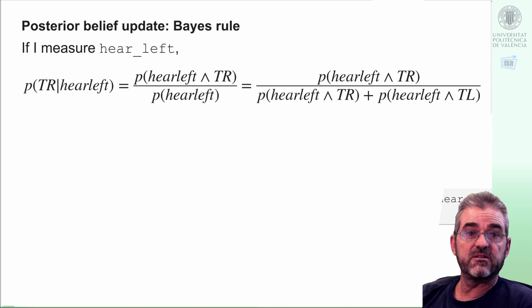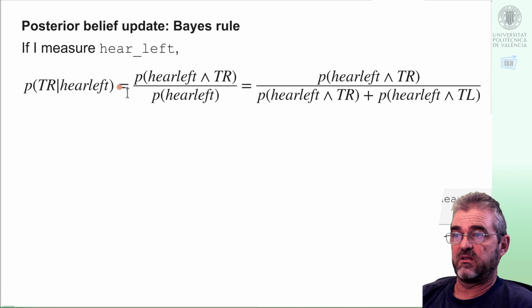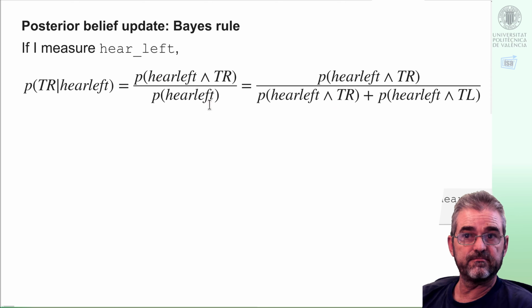So let us compute the conditional probability of tiger right if I hear left. Of course, I will compute only tiger right because tiger left will be 1 minus that. Then the definition is joint divided by marginal, or the element of the joint probability divided by the sum of the row of the joint probability. This is how we did it in the MATLAB code 1 minute ago.